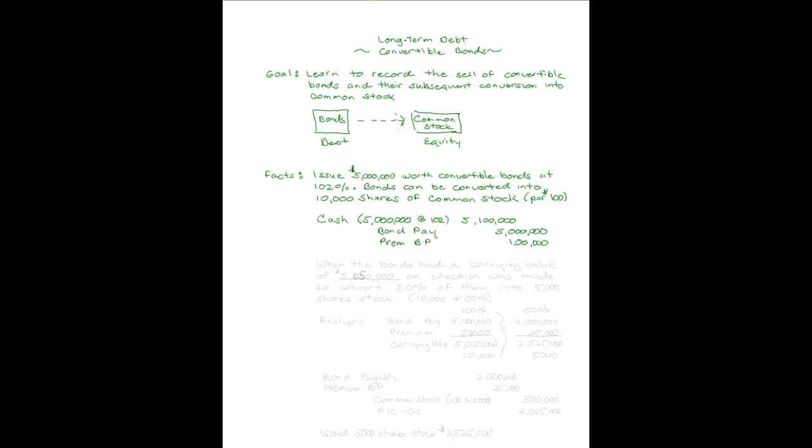A pretty straightforward issue. Cash of $5,100,000. Bonds payable, picking up the face value, as always, of the bond, and the difference being recorded into bonds premium.